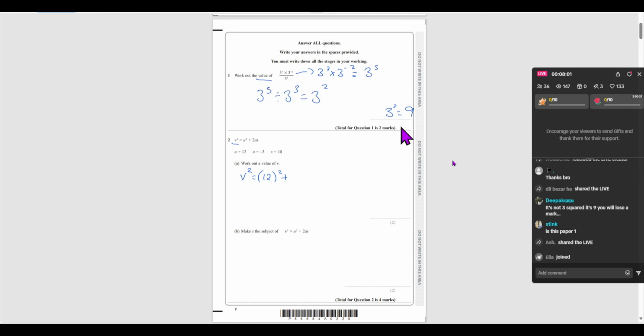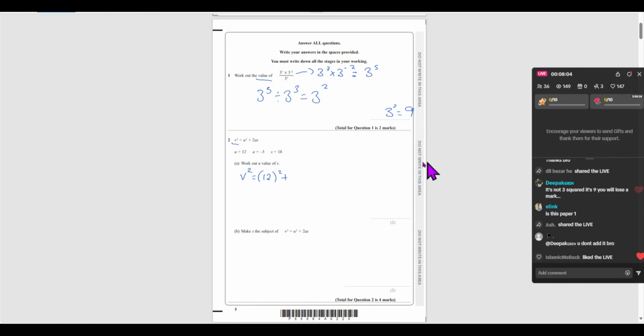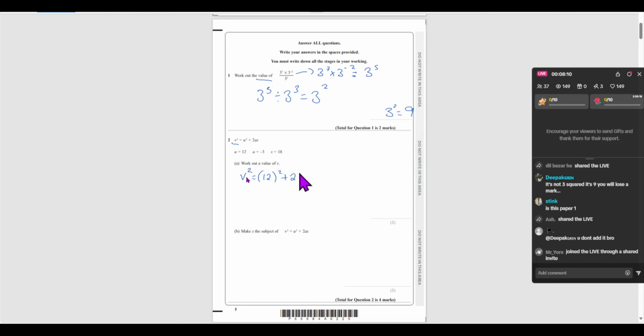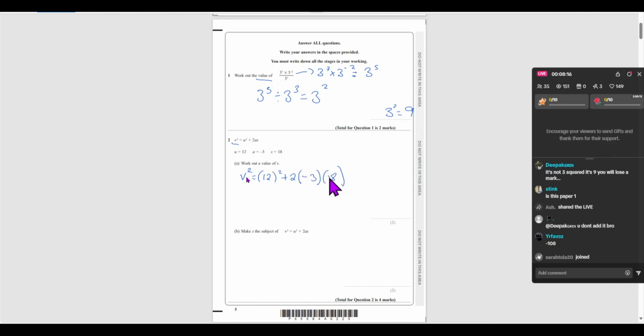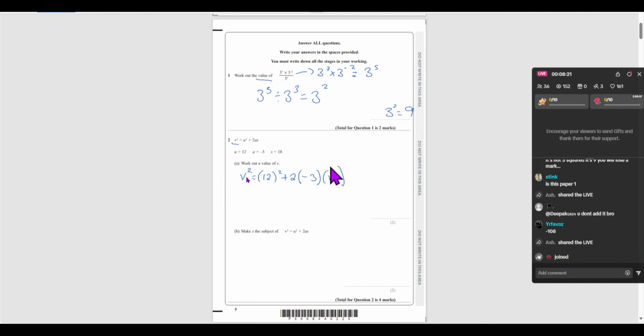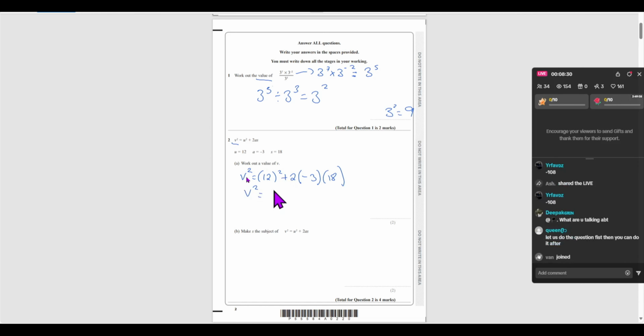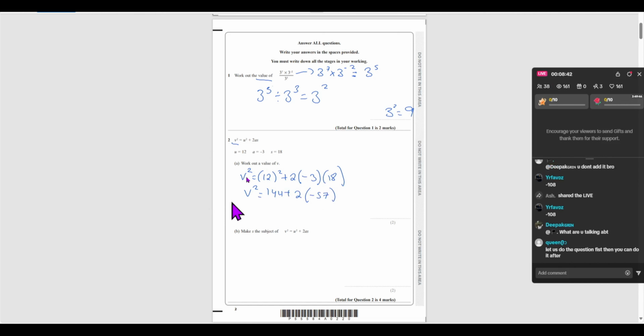3 squared is equal to 9, okay? Plus then the 2, and then a is going to be minus 3, and then 18. Okay? Now once we have done this, you have to do the actual calculation. We're going to do 12 times 12, which is 144. So v squared is equal to 144 plus 2 times negative 57, because minus 3 times 18 is negative 57.